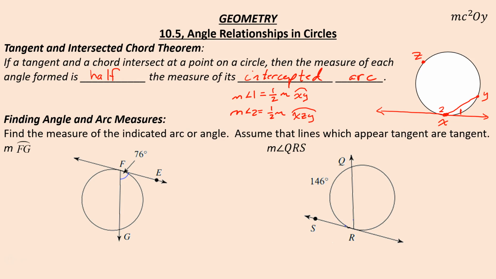All right. So applying that, find the measures of each indicated arc. Assume that the lines which appear tangent are actually tangent. Okay, so let's say I want to find arc FG. Arc FG is right here. And I know that 1/2 the measure of arc FG is equal to angle FEG.